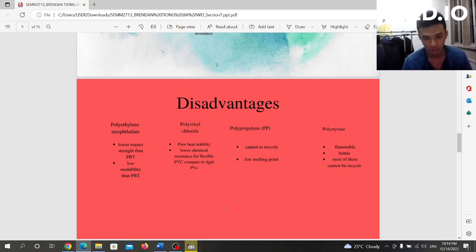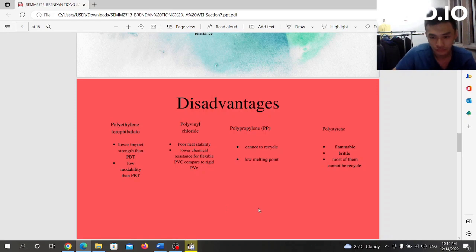Polypropylene cannot be recycled. When it burns, it produces a chemical change that cannot be reversed. It also has a low melting point. It means that polypropylene is highly flammable and limited in its ability to withstand higher temperatures, and it is also susceptible to UV degradation and oxidation. Polystyrene is flammable, brittle, and more often cannot be recycled.